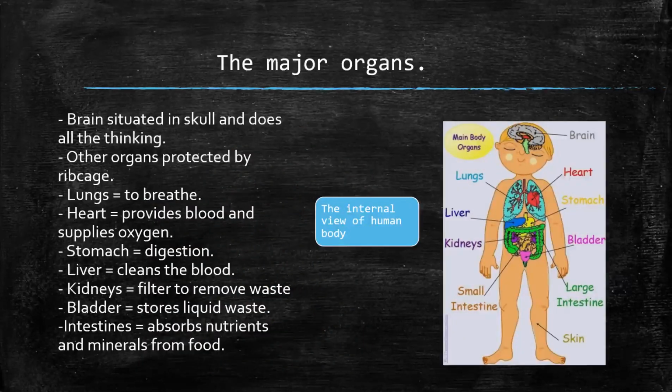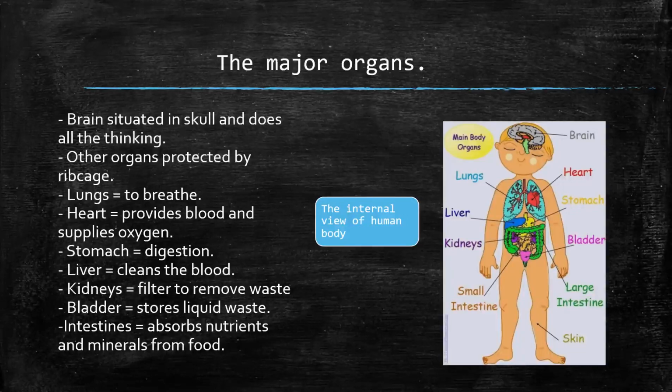Okay, let's learn about the major organs of the human body. This is an internal view of our body. So first we are going to learn about the brain, which is situated in our skull. The brain does all the thinking and keeps the memory. The other part we have is the heart. The heart provides blood and supplies oxygen to our body.